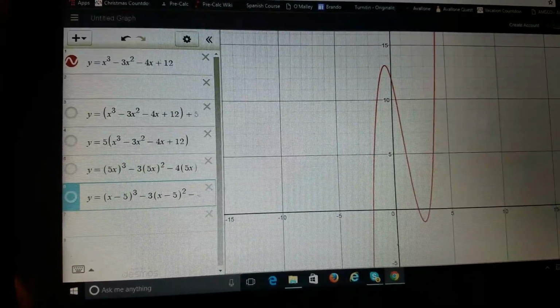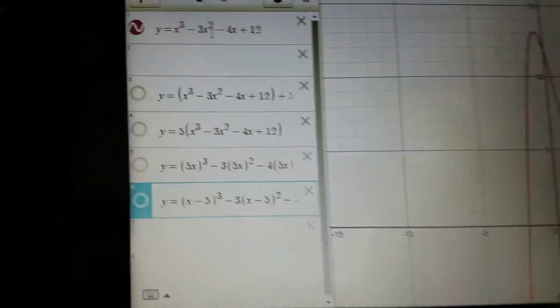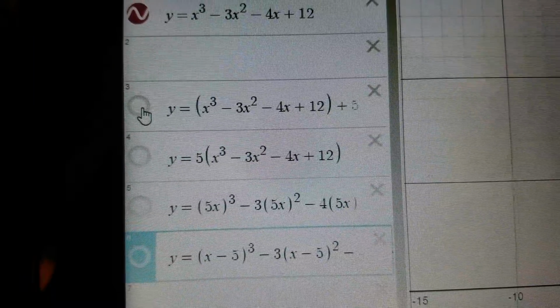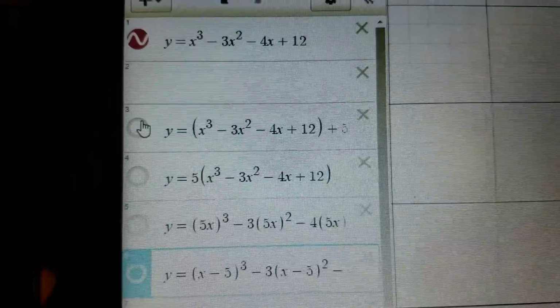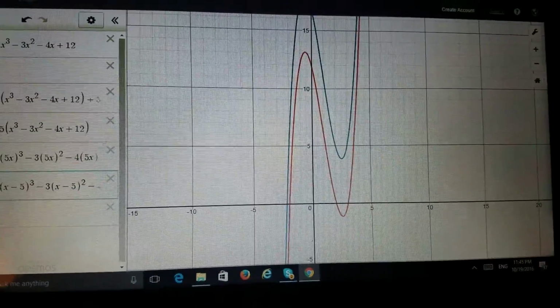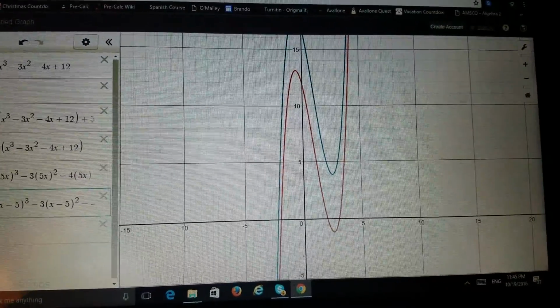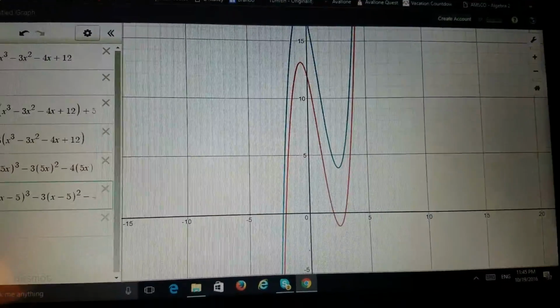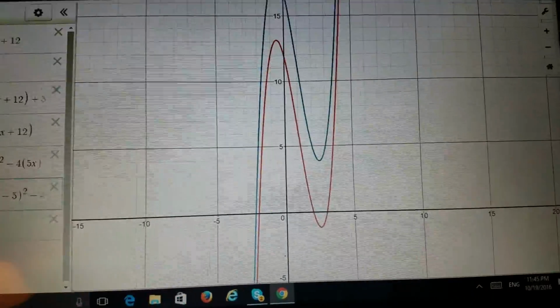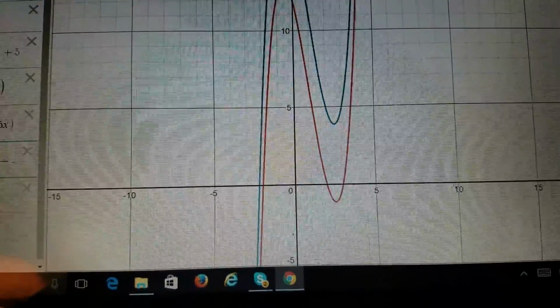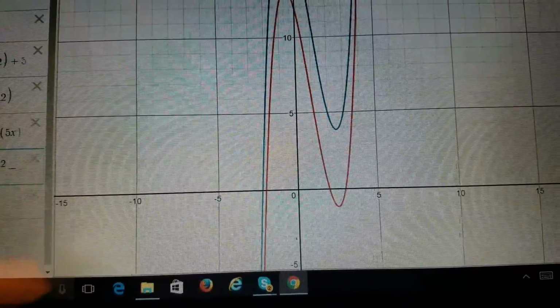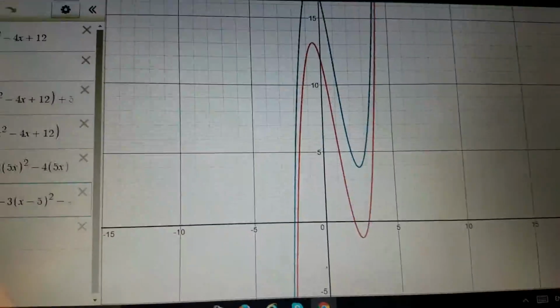So the first answer choice, you're just adding 5 to the overall function. You can see that in box 3 here. So what this does to the graph is it just shifts it up 5 units. And so this obviously is incorrect because this graph only has 1 x-intercept as opposed to 3. So answer choice A is wrong.